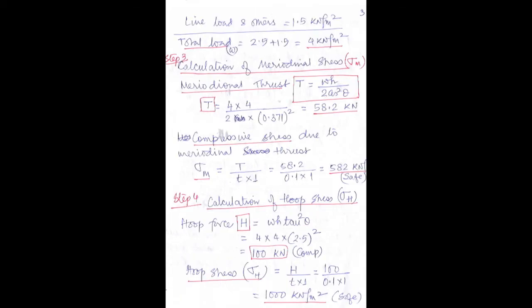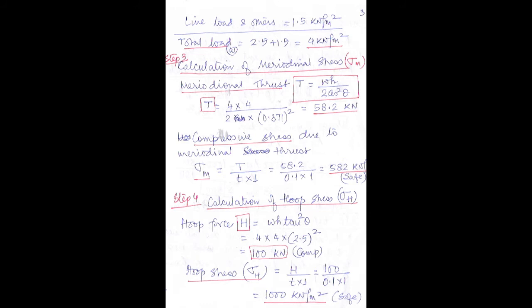Now the live load and other load is given in the question as 1.5 kilonewton per meter square. So what will be the total load? Total load will be the self weight and this live load and others. So it will be 2.5 plus 1.5, that is 4 kilonewton per meter square. Our step 2 is done.